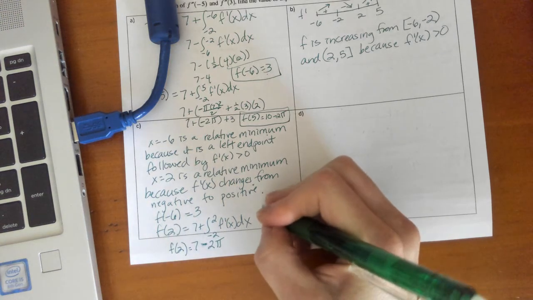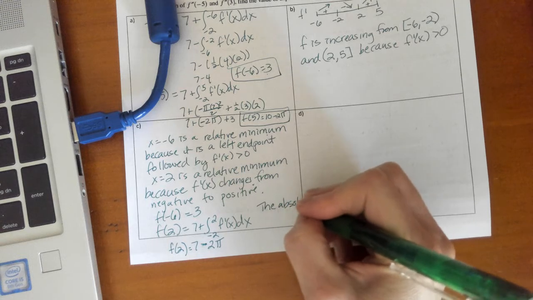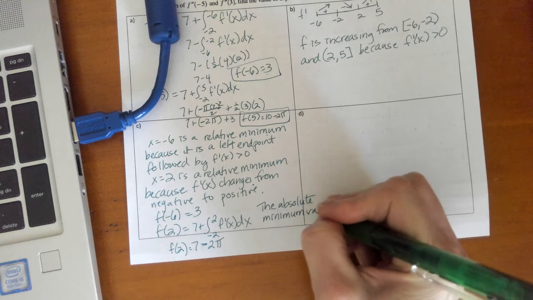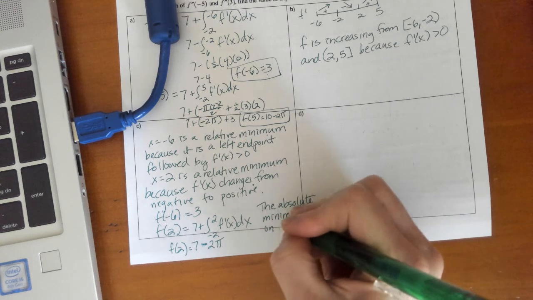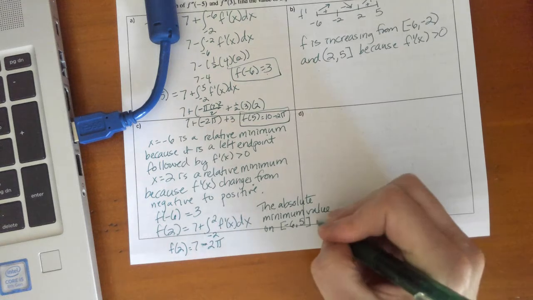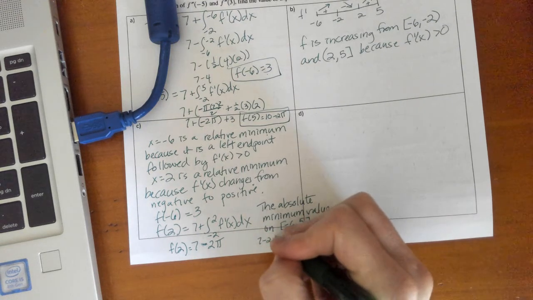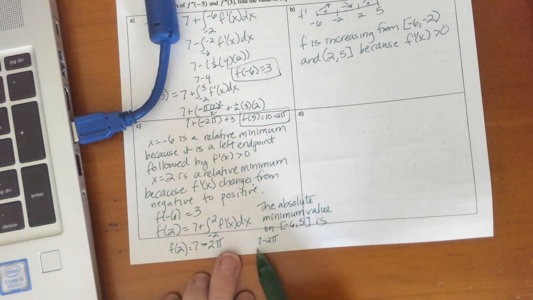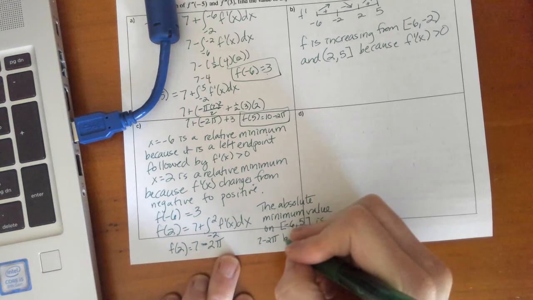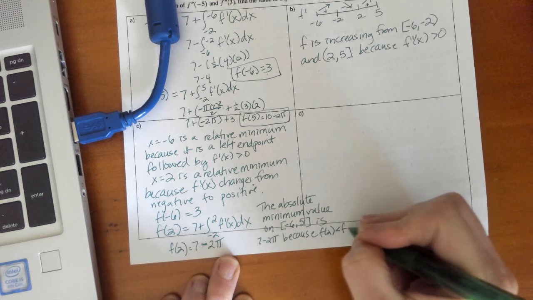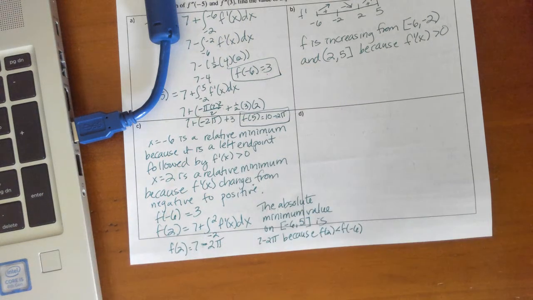We would state the absolute minimum value on negative 6 to 5, because they gave us that specific interval, is 7 minus 2 pi. Remember, they asked for the minimum value. They did not ask for the x-coordinate. So the absolute minimum value is 7 minus 2 pi because f of 2 is less than f of negative 6.